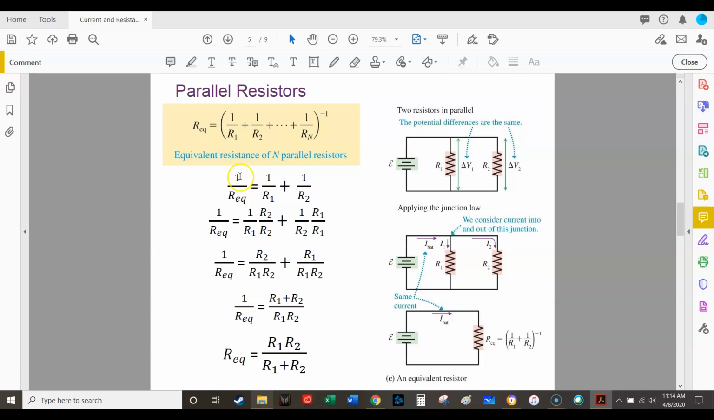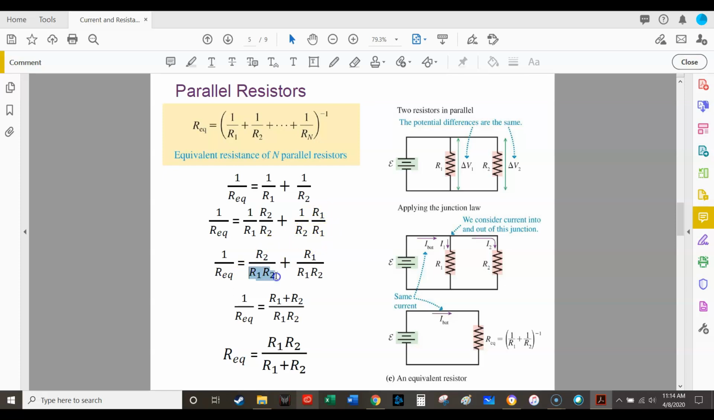Essentially, you start out with how to calculate that. How this comes about is it's actually 1 over an equivalent resistance is equal to 1 over one resistor plus 1 over the other resistor. Now what we're going to do is we're going to try to combine those two resistors together. So R2 divided by R2 multiplied by 1 over R1 plus 1 over R2 times R1 over R1.